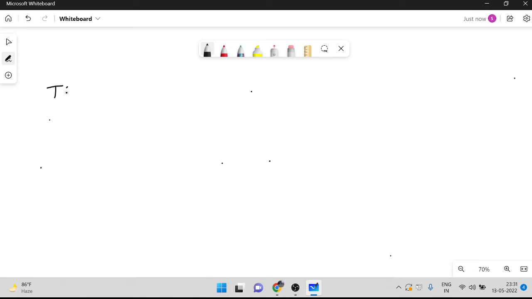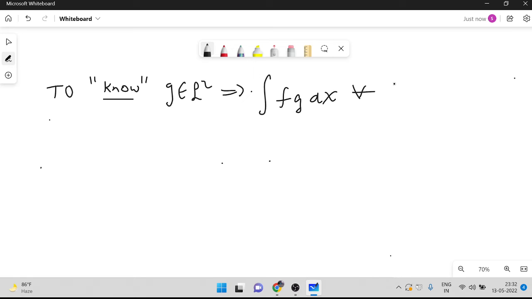I'll just vaguely write a statement. See, in mathematics things are non-linear. You have a definition and then you proceed. You don't understand the definition, yet you proceed, and as you proceed, you get to know the definition. It's something that we have to go through, but then all the physicists that we respect today are actually known for these abstract things. So to know g in L2, it is sufficient to know this particular integral of f g dx for all f belonging to L2, or all f dense in L2.